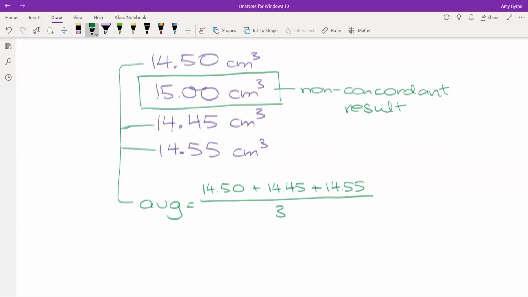This is why we do multiple trials, so we can go through and eliminate those non-concordant results. We perform at least 3 trials because hopefully you would always get at least 2 of those to be in agreement, to be concordant. So this is why we perform those multiple trials, so we can get that repeated, or close to repeated, set of values. That should enable us to get a better result at the end.